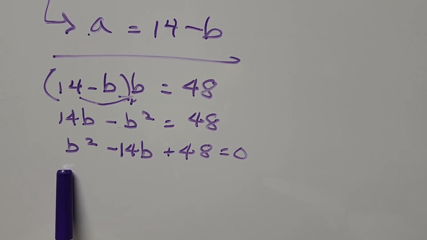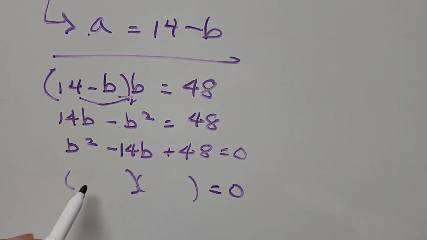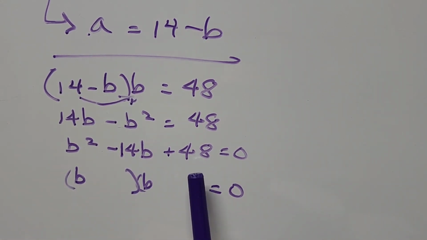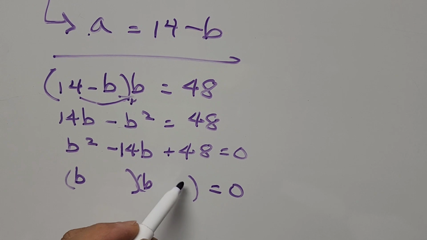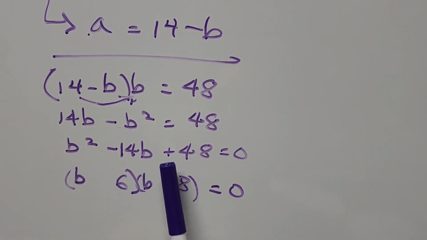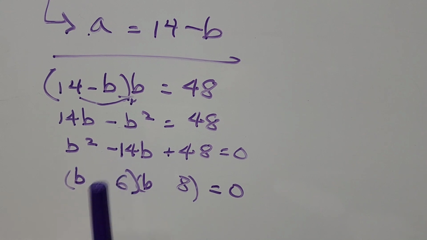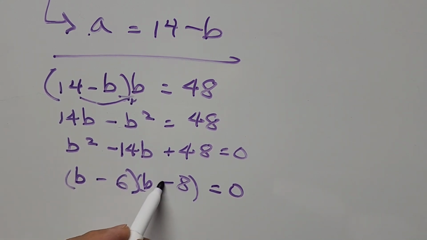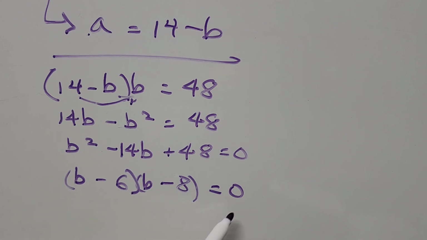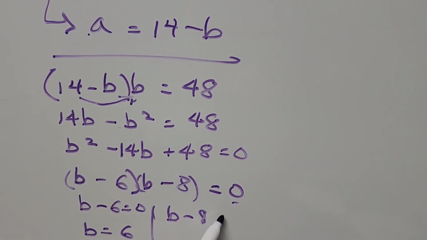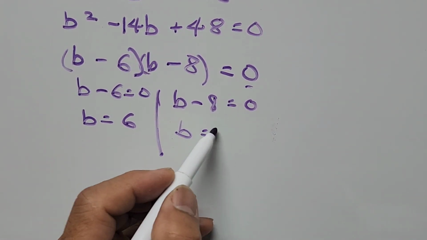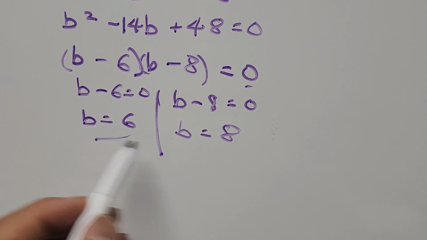And from here, can we factor the equation? Let's try factoring the equation. So we have b here and b there, and the factors of 48 are 6 and 8. Since 6 times 8 is 48, we have 8 and 6, and this is plus, that means we're adding. But then this is negative, so that should be negative, right? So both negative. So from here, equating both sides to 0, we have b minus 6 equals 0. So b equals 6. And here, b minus 8 equals 0. So b equals 8. Now we have two values of b.